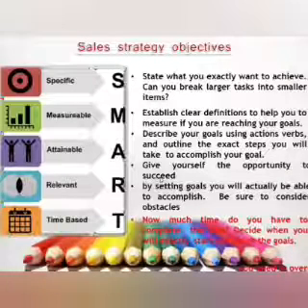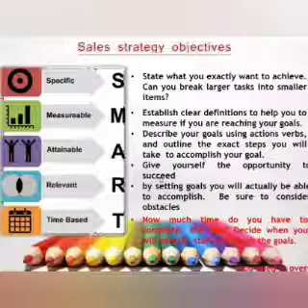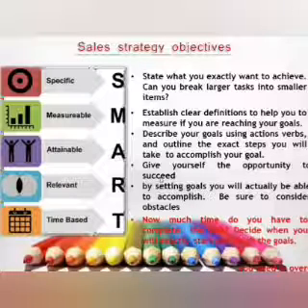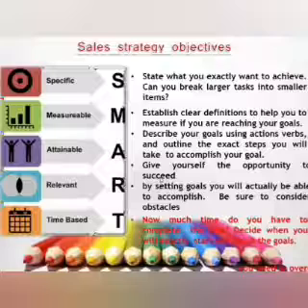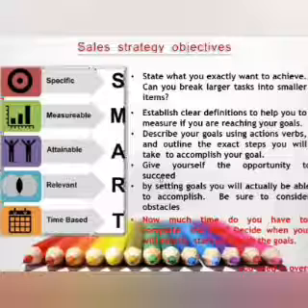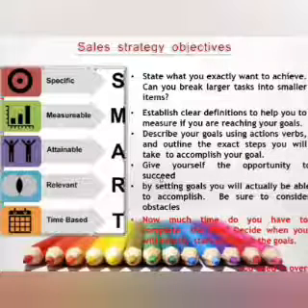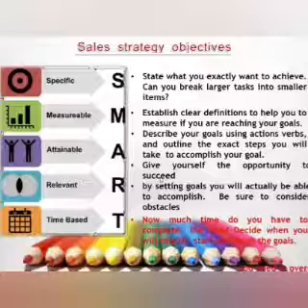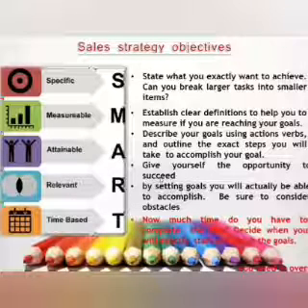Then measurable. You should be able to measure things. Establish clear definitions to help you measure if you are reaching your goal. Are you really able to measure the things? If you can measure the things, then only you can reach your goal. Describe your goal using action verbs and outline the exact steps you will take to accomplish your goal.